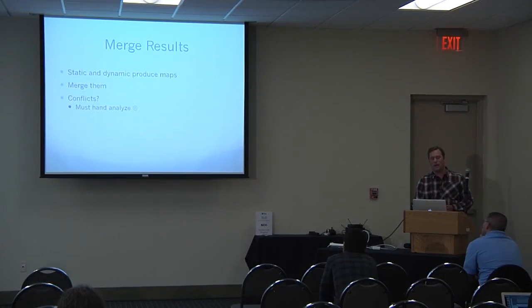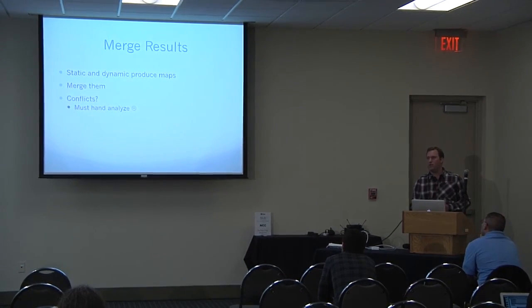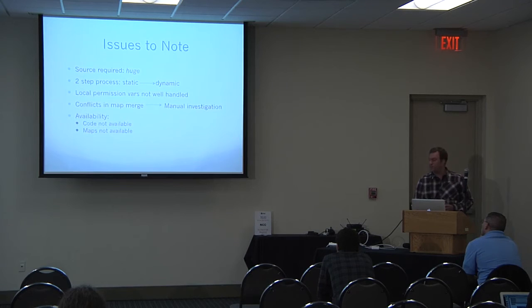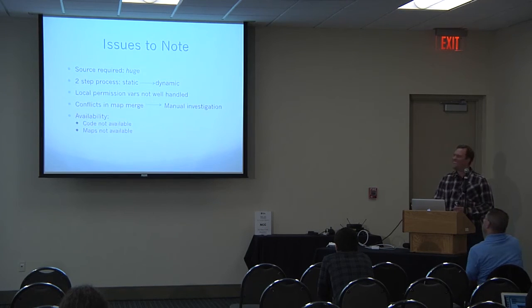So then we take the static and dynamic maps that were generated, and we merge them. And any conflicts, we have to hand analyze. So some basic issues to know with this is that you need the source code. And as anybody who's downloaded the Android source code knows, it takes a while. It's also a two-step process, which might be a little off-putting. Conflicts in map merging is a problem because that then requires manual investigation. And the whole goal with this is to make this automatic. We also don't provide any code, and we don't provide any maps, which I'm not sure I should be laughing about. But anyway.